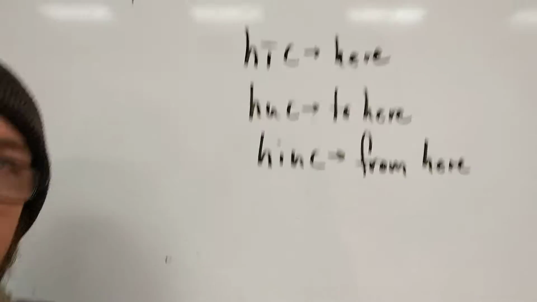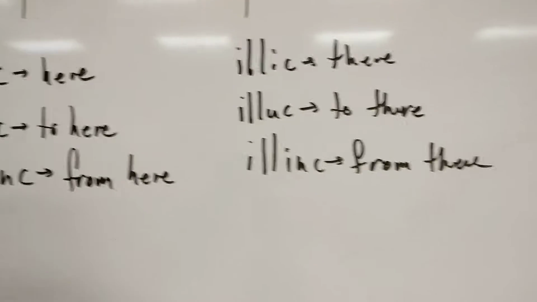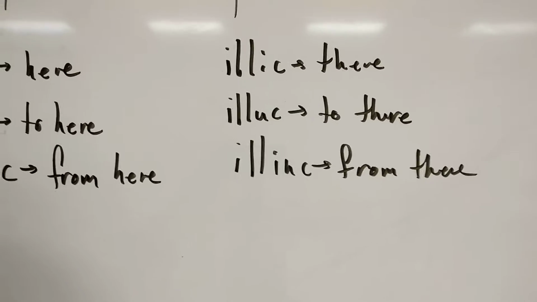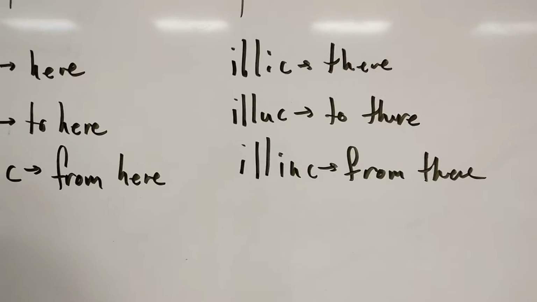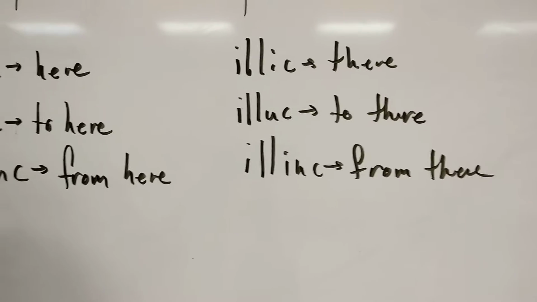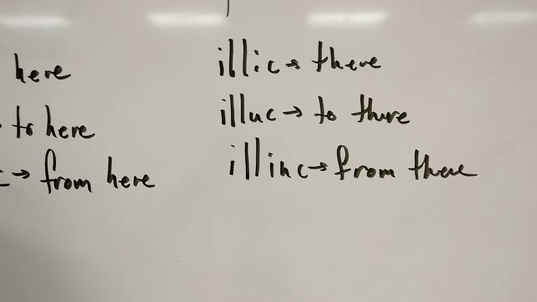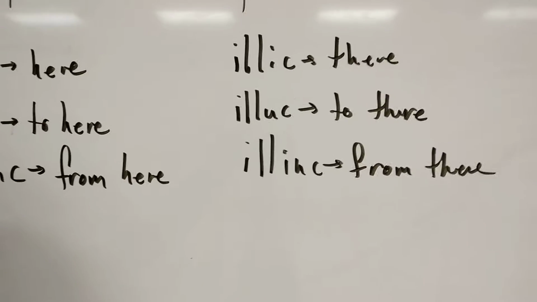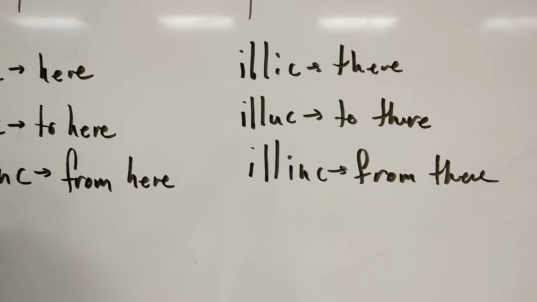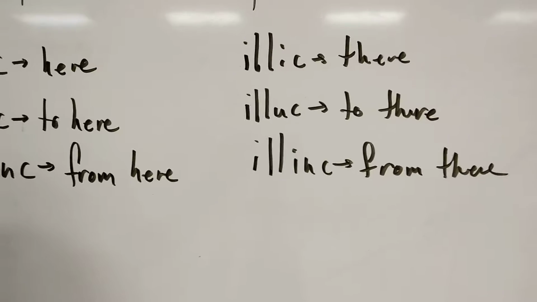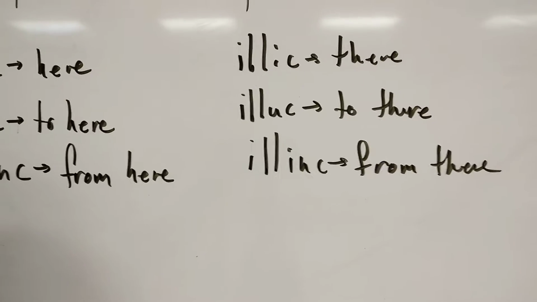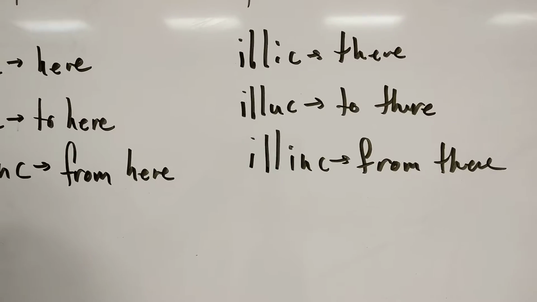I just have illinc on my mind because we get similar things over here. We've seen hic and huc. We have not seen illic and illuc, at least I don't think we've seen those ones yet, but we will. They're just like these, but for there instead of here. So you have there or in that place, to there or to that place, and then from there and from that place.